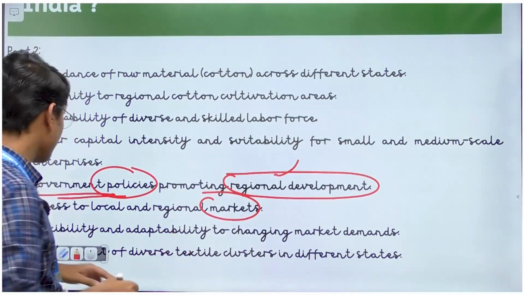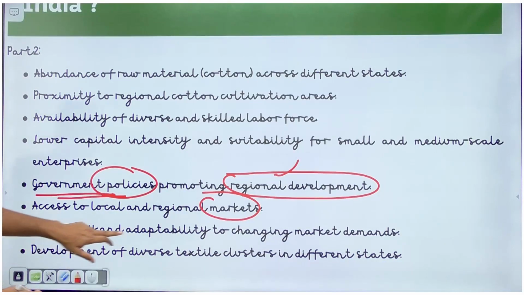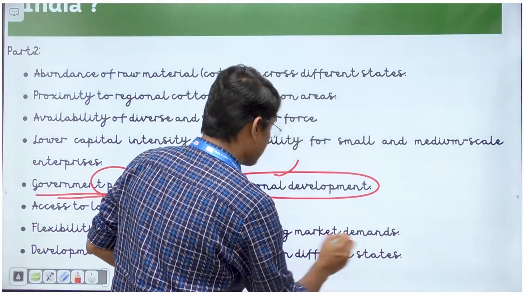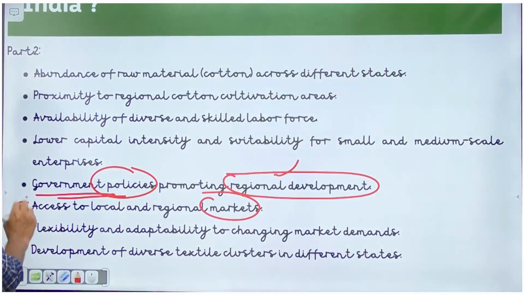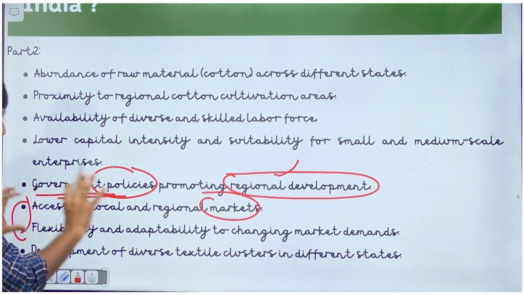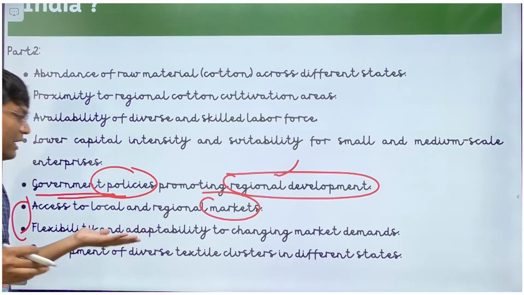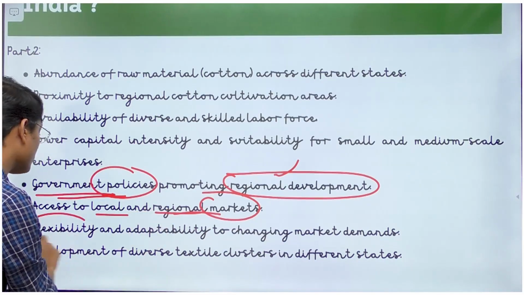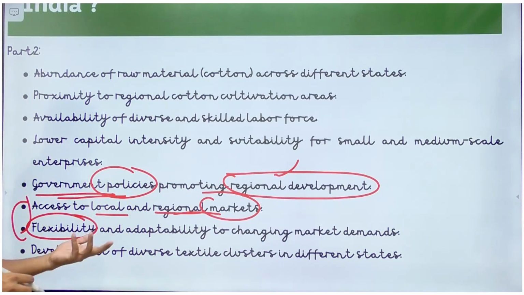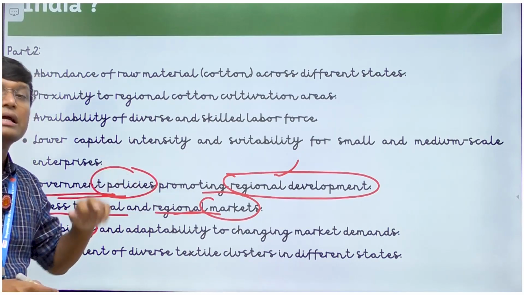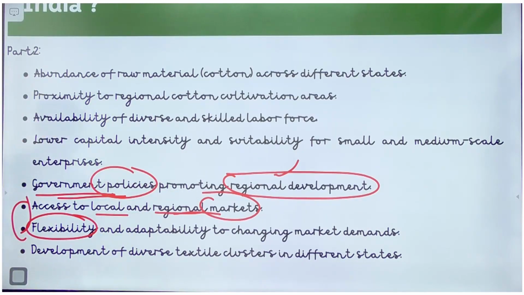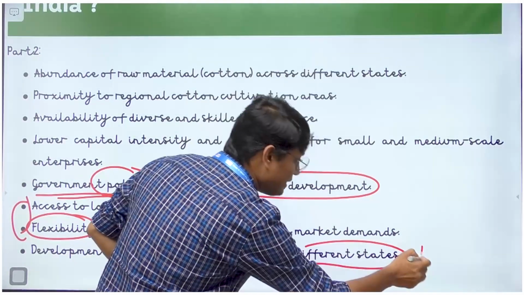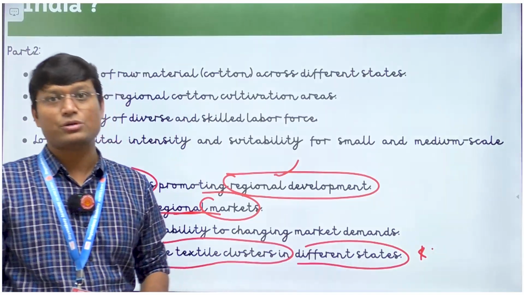cotton textile industry. Then flexibility and adaptability to changing market demand. This again is a point that can be clubbed together; these are two points which indicate the same thing. Local markets demand a lot of flexibility and adaptability because everyone's taste is different. Development of diverse textile clusters in different states is a very current affairs based point.